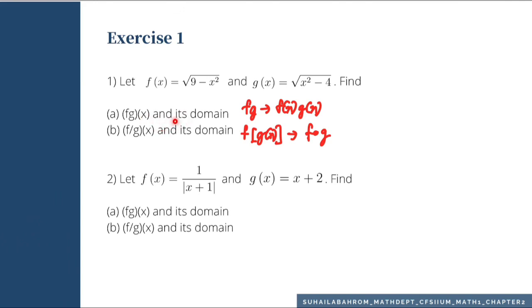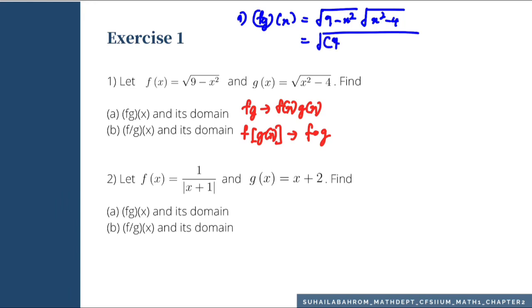Okay, now let's look at this question. We want to find out the product between two functions and also the quotient, and determine the domain. In order to get the function, I think you know how to get the function, so it is easy. For the first part, f times the function g is equivalent to the square root of 9 minus x squared times x squared minus 4. You can just leave your answer like this, or you can put 9 minus x squared and x squared minus 4, it is the same term. So this is our function fg.